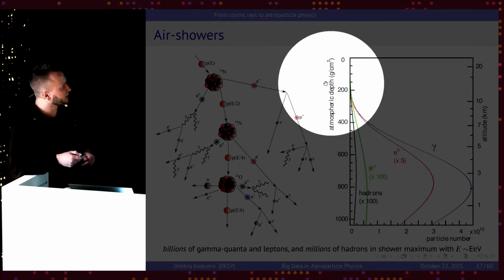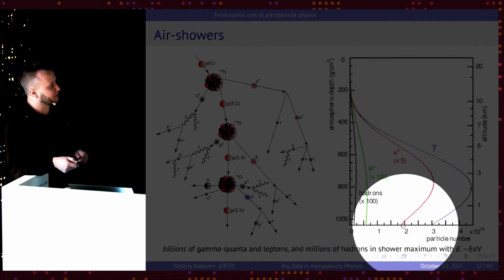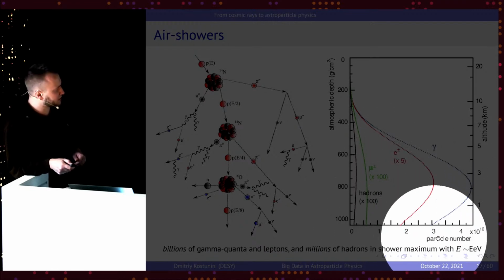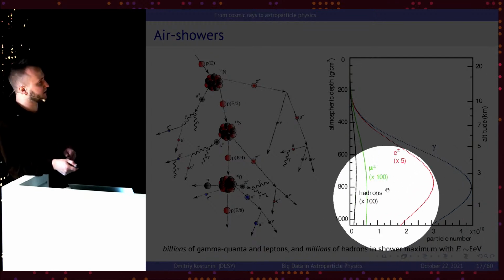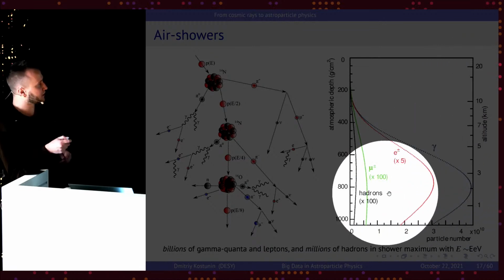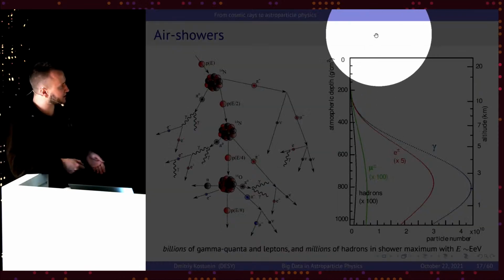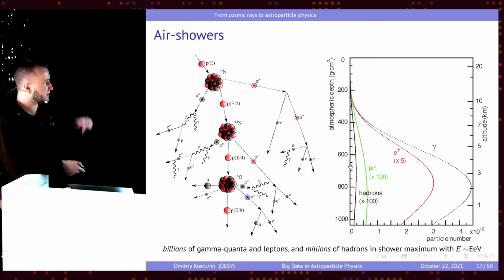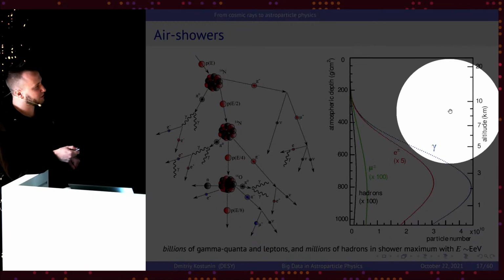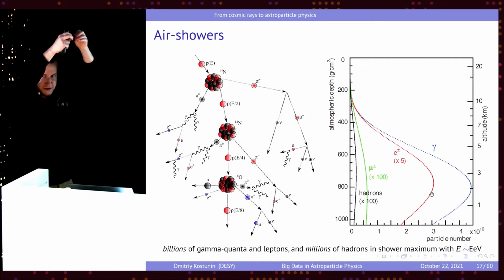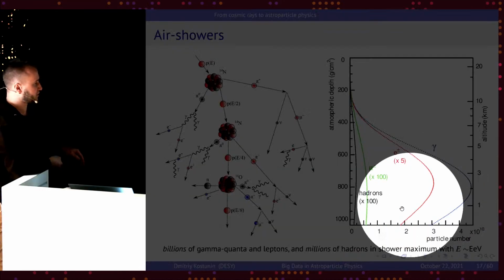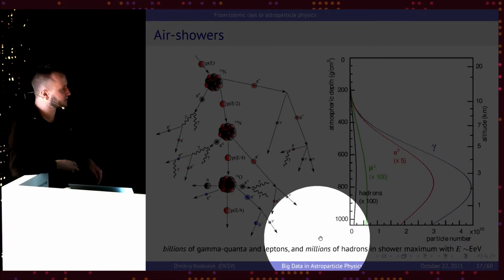For example, here on the y-axis you can see the number of particles. Most of them are just gammas, electrons and positrons, up to 10 to the 10, so billions. And here is the altitude of the shower development. So what this plot says: if a very vertical particle collides with our atmosphere, the shower starts to develop at 10 kilometers and reaches its maximum at 7. The maximum number of particles is billions of gamma quanta and millions of hadrons and so on.